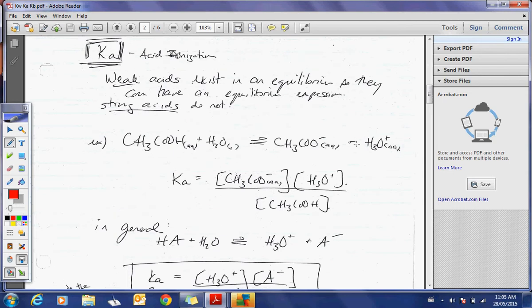Ka is about acid ionization. Remember acid by itself? Weak acids exist in equilibrium, strong acids do not. So strong acids don't have a Ka value, which is why it just says very large on your data booklet. Because it is. It's very, very, very large. And so we tend to not talk about Ka when we talk about strong acids, only weak acids.